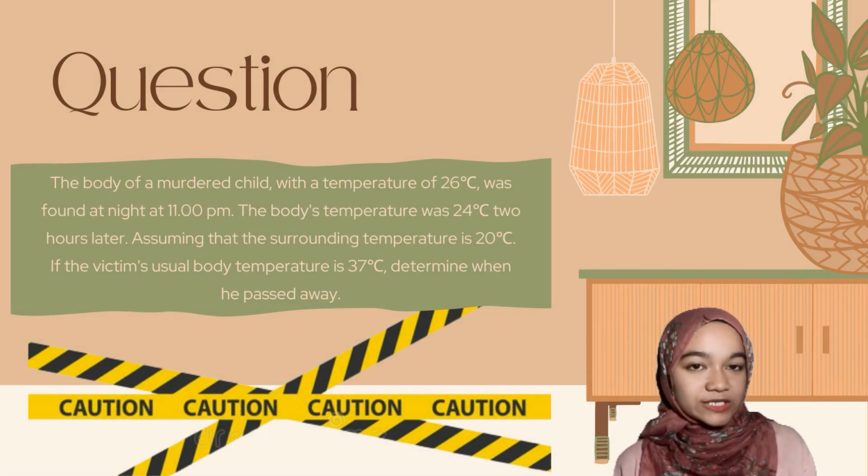We move on to the question. The body of a murdered child with a temperature of 26 degrees Celsius was found at night at 11 p.m. The body's temperature was 24 degrees Celsius 2 hours later. Assuming that the surrounding temperature is 20 degrees Celsius, if the victim's usual body temperature is 37 degrees Celsius, determine when he passed away.